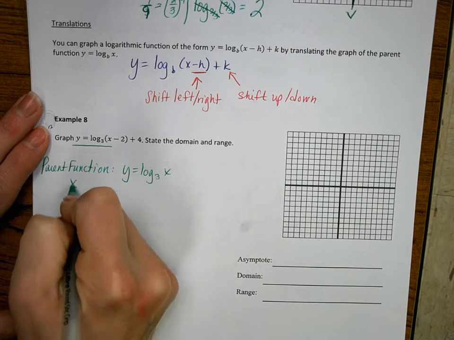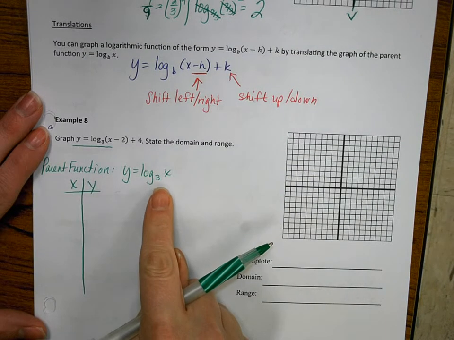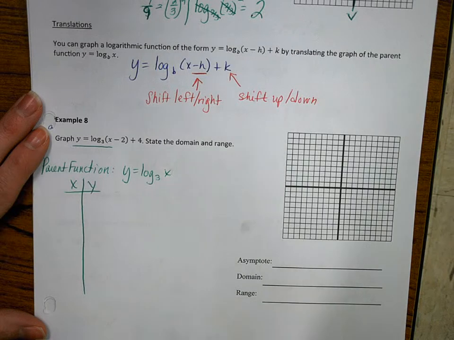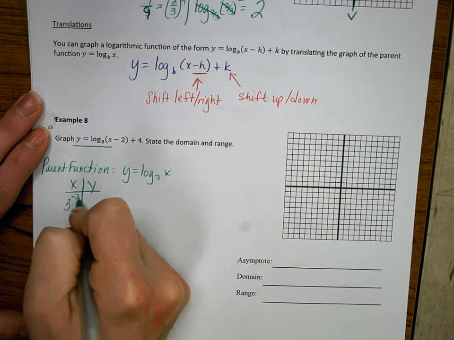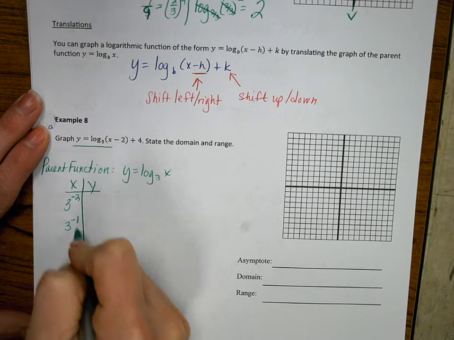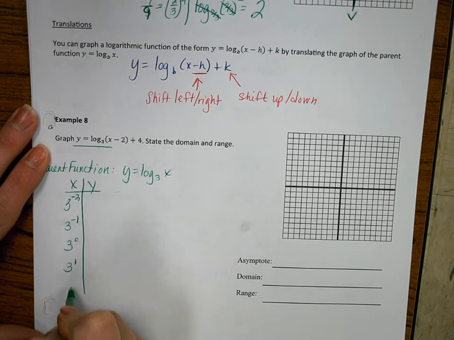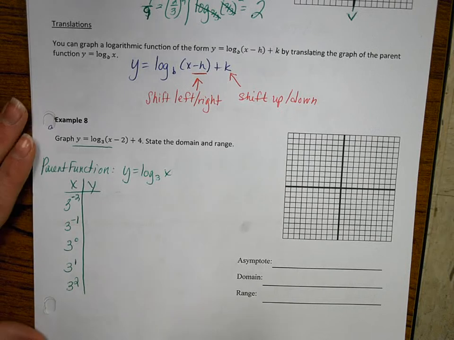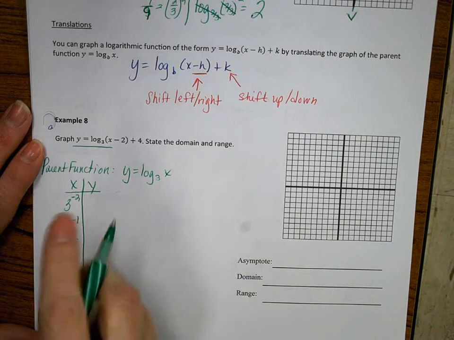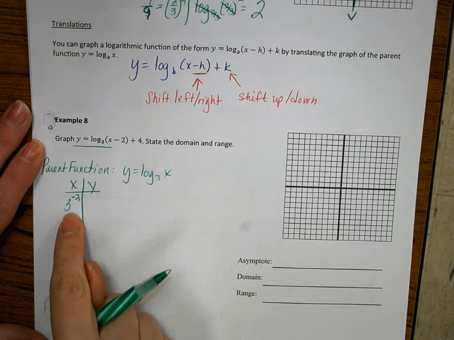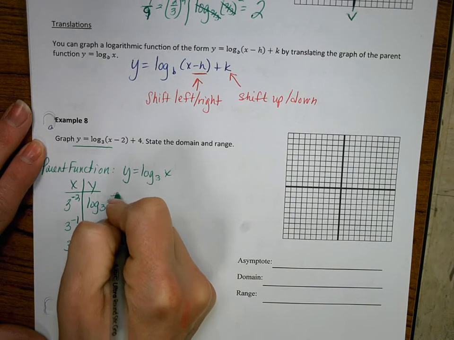As I begin with my XY table, because I'm in base 3, I'm going to take 3 to my powers. I'm going to take 3 to the -2, 3 to the -1, 3 to the 0, 3 to the first, and 3 squared. As I look at log base 3 of x, my first value for x is 3 to the -2, so that's log base 3 of 3 to the -2.